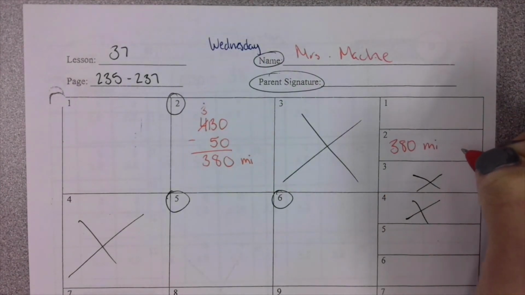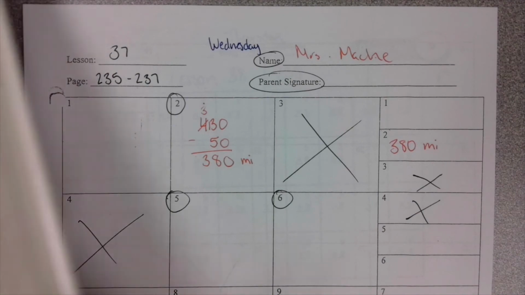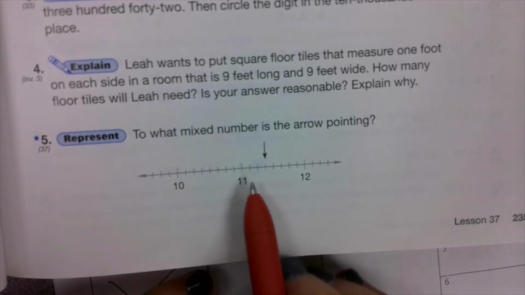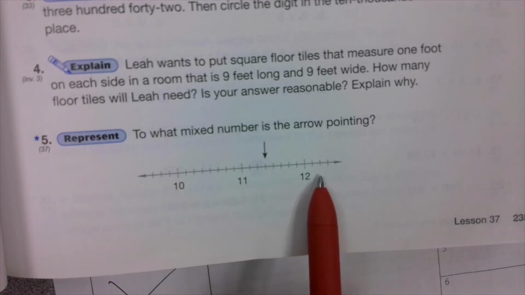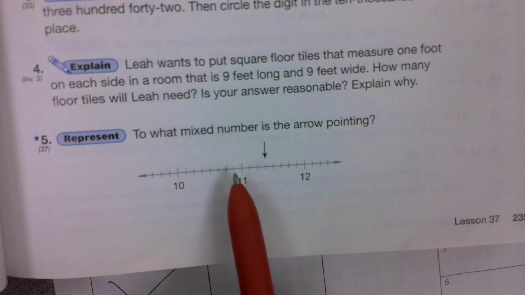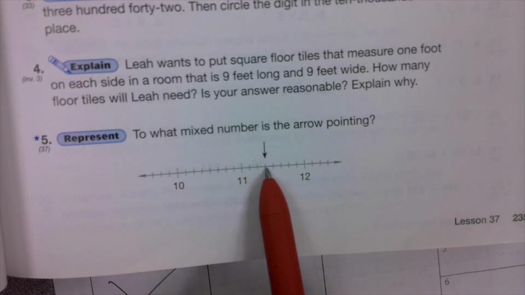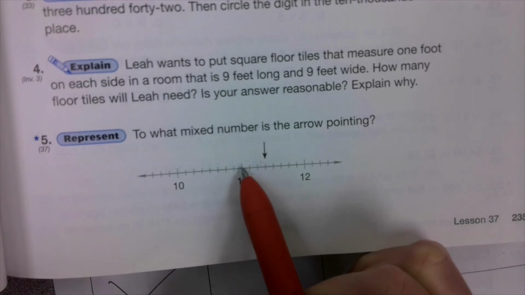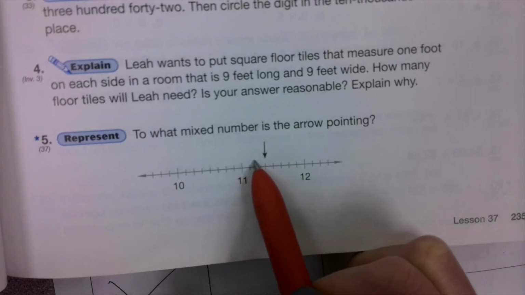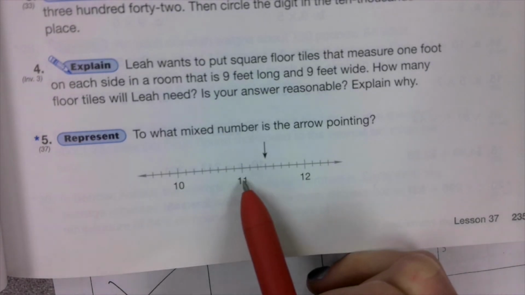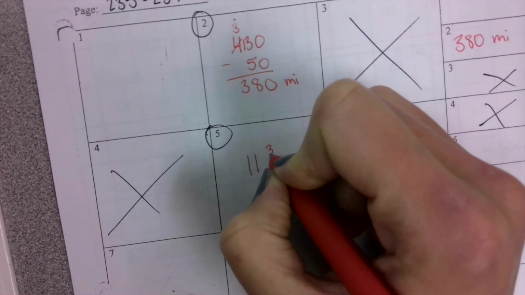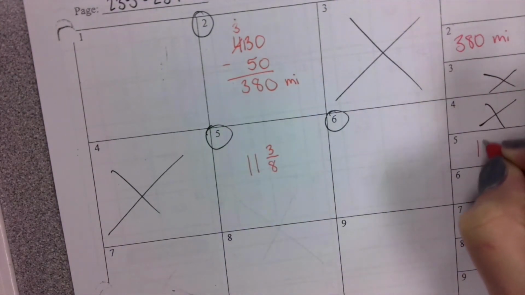Number 5, what mixed number is the arrow pointing to? Well, first, let's look at what's our whole number. We're between the 11 and the 12, so we got to use the 11. Let's count the spaces first. 1, 2, 3, 4, 5, 6, 7, 8 spaces. So 11 and something over 8. Now let's count which tick mark we're at. 1, 2, 3. So 11 and 3/8.